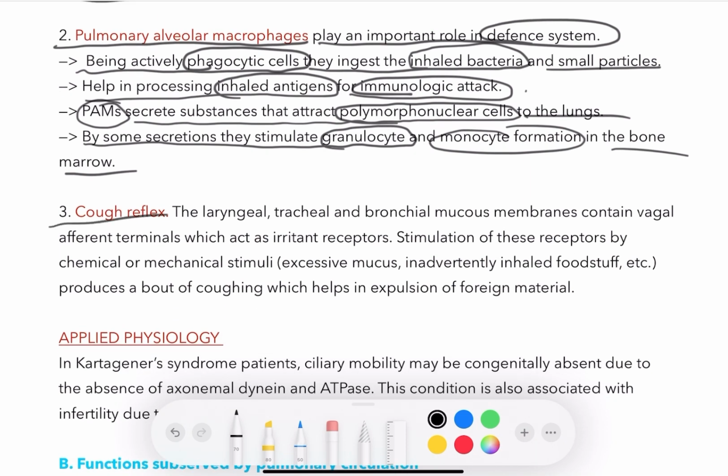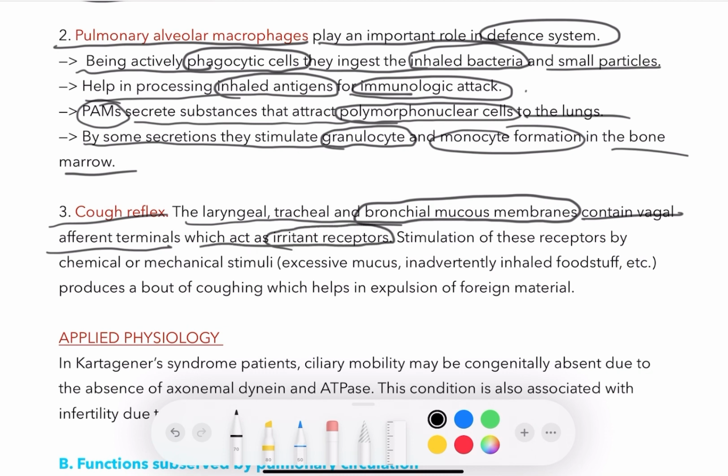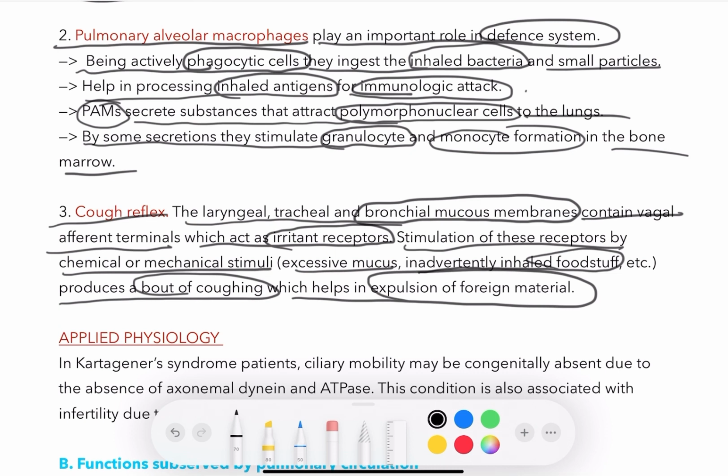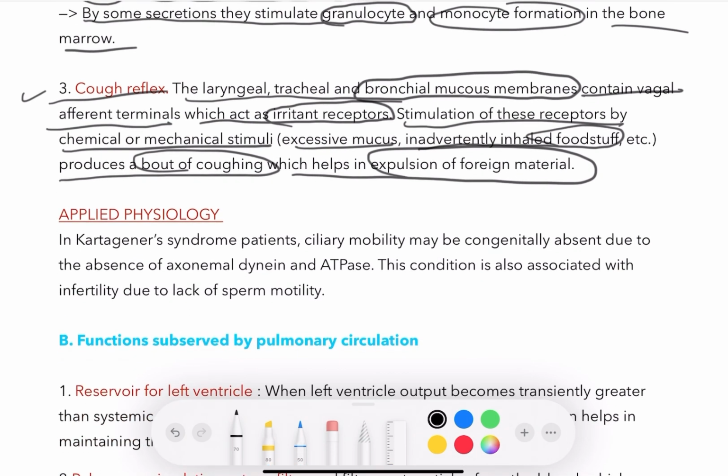Cough reflex: the laryngeal, tracheal and bronchial mucous membranes contain vagal afferent terminals which act as irritant receptors. Stimulation of these receptors by chemicals, mechanical factors, excessive mucus or inadvertently inhaled foodstuff produces a bout of coughing, which helps in expulsion of foreign particles. When you cough or sneeze, this is the mechanism behind expulsion of foreign particles, excessive mucus, foodstuff, etc.